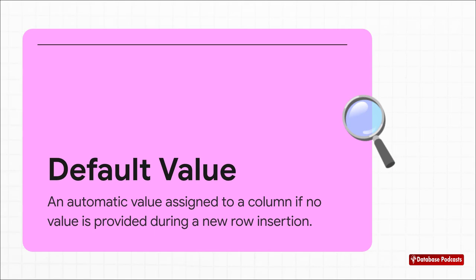But what if you need a smart fallback? You don't want it to be empty, but you don't always have the info up front. That's where a default value is your best friend. For example, you could set an order date column to automatically use today's date, or maybe a new user's status always starts as active. The database just fills it in for you if you don't provide a value. It's a great way to ensure completeness.